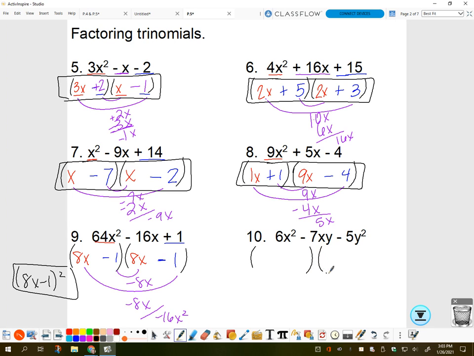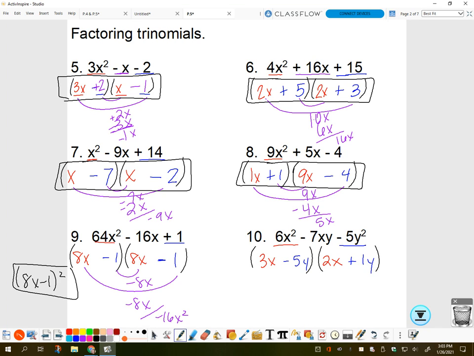All right, last one. And you're thinking, oh my gosh, why does it have extra variables? It's really not that bad. All right, in the beginning, we need, what, maybe 3x and 2x to get 6x squared? For the back, your only choice is 5y and 1y. All right, it's negative, so that's the tricky part, is where do you put the signs? Well, just pick something, negative, positive.